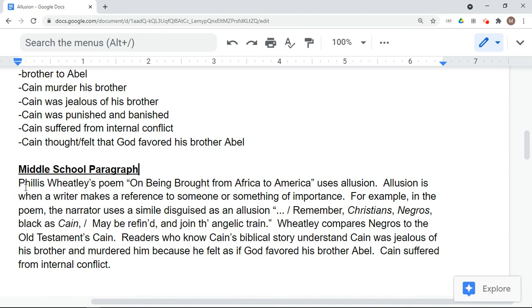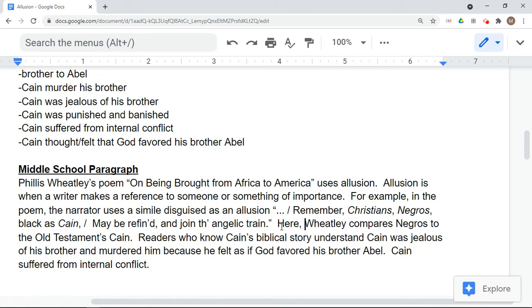Phyllis Wheatley's poem, Being Brought from Africa to America, uses allusion. Allusion is when a writer makes a reference to someone or something of importance. For example, in the poem, the narrator uses a simile disguised as an allusion. Remember, Christians, Negroes black as Cain may be refined and join the angelic train. And maybe I can say I need a transition word. Here, Wheatley compares Negroes to the Old Testament's Cain.